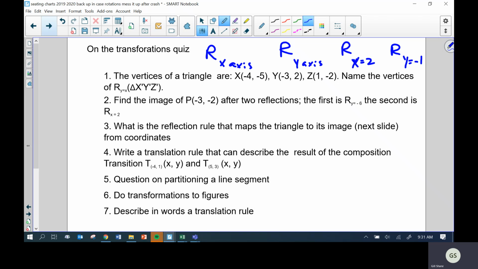The rules are on your sheet. So again, you just follow the rules. Whatever the original coordinate is, that's the xy.